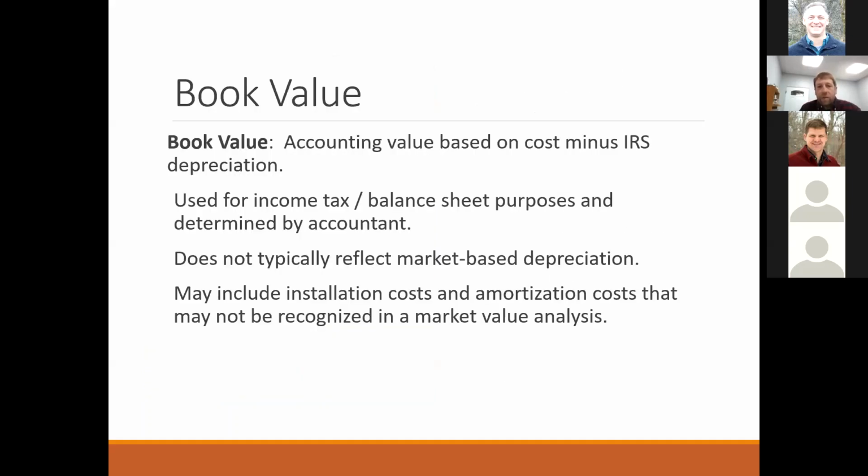Book value would be accounting value based on cost minus IRS depreciation. IRS depreciation definitely does not track market depreciation. It's something that is applied by your accountant. One thing to note here is that it may include installation costs and amortization costs that might not be recognized in a market value analysis, depending on the situation.